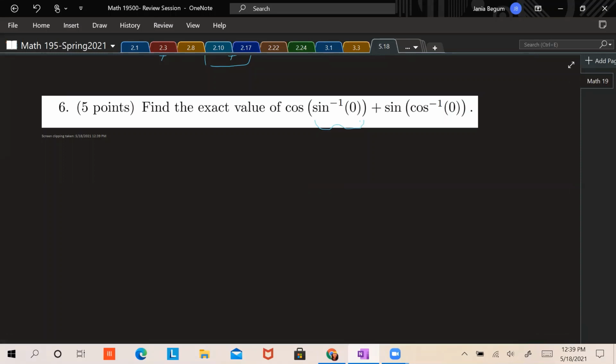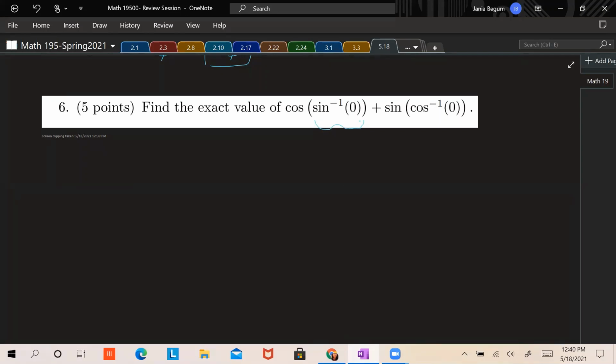Sine inverse of 0 is, I think, 0. You sure? We're asking what angle will give us 0. Oh, so is that 2 pi? Well, you got it right the first time. But 2 pi is also right. But we're going to go with 0, okay? Because they're the exact same thing.